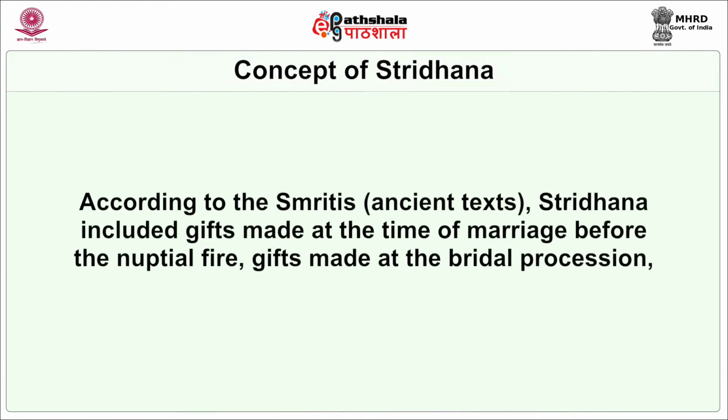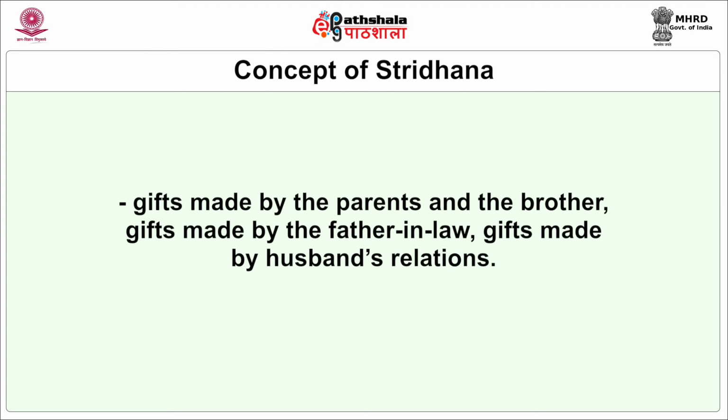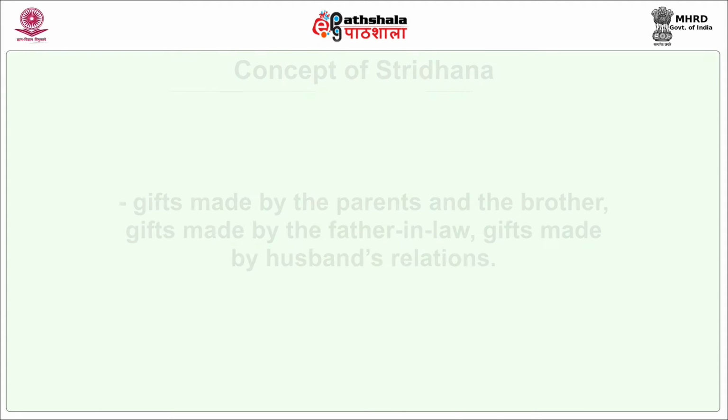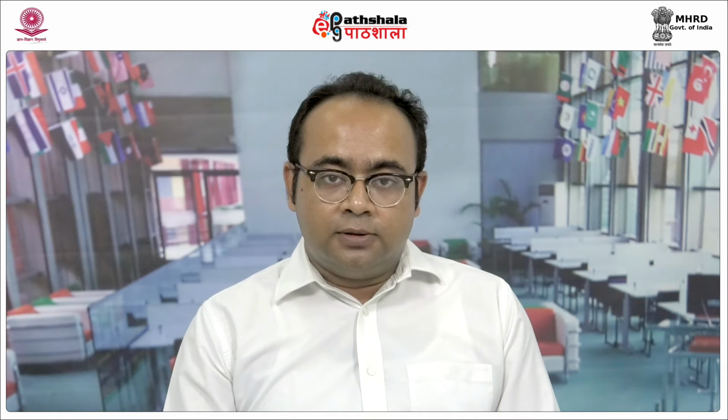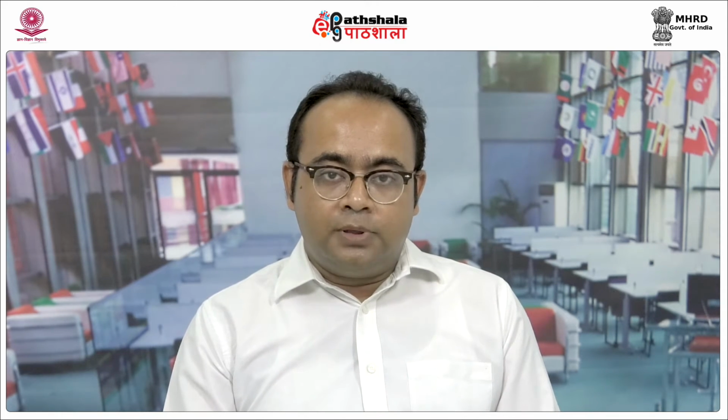According to the Smriti's ancient texts, Stridhana included gifts made at the time of marriage before the nuptial fire, gifts made at the bridal procession, gifts made by the parents and the brother, gifts made by the father-in-law, and gifts made by the husband's relations. Different schools had different interpretations of what Stridhana included. Many sub-schools of Mitakshara and Dayabhaga hold that property received on partition by way of inheritance was not Stridhana.